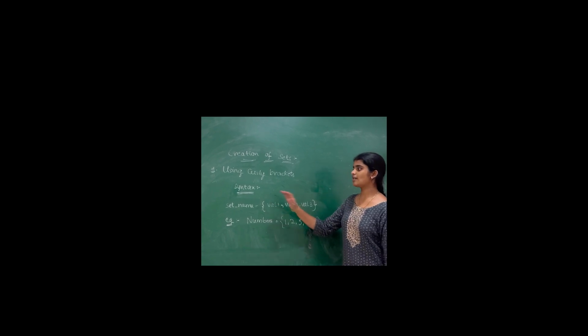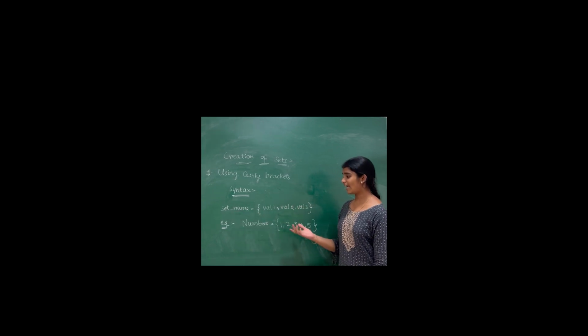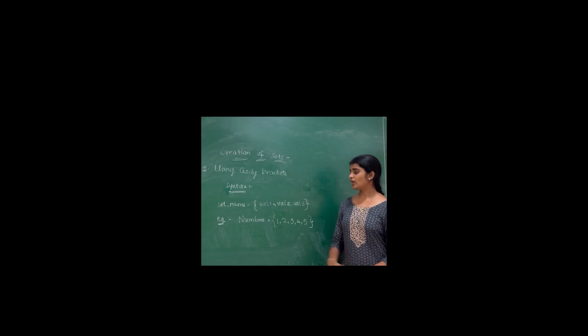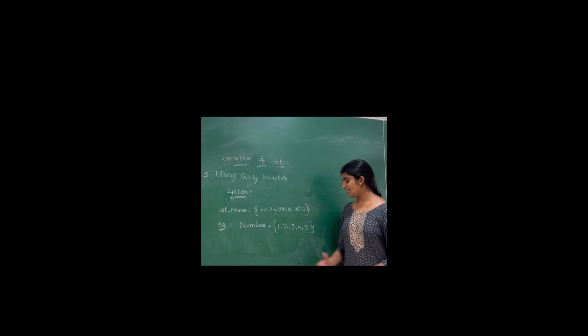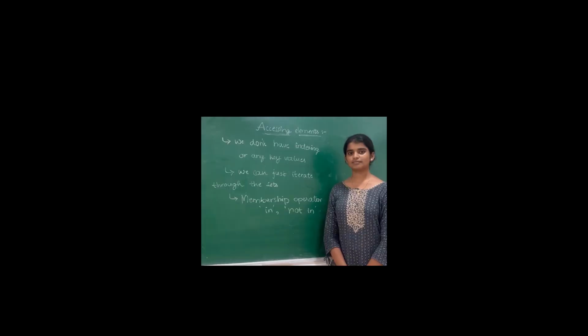So here is the syntax by using curly braces. So first we'll give a name to the set and we write the elements in the set in curly brackets and they are separated by commas. So here is an example for that, and we use integers as elements in the set and they are kept in curly brackets and they are differentiated by commas.